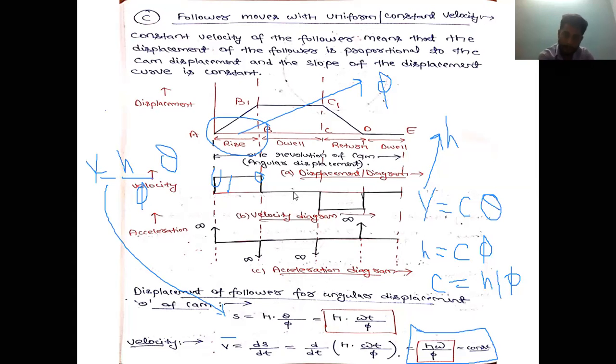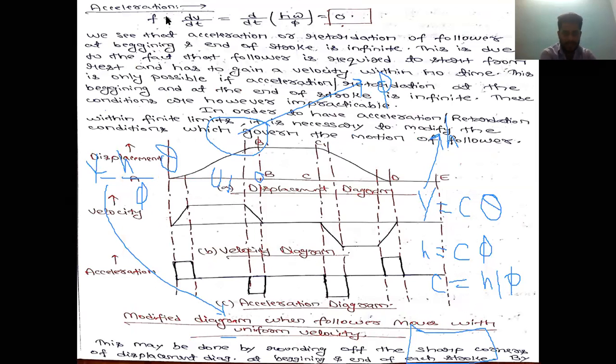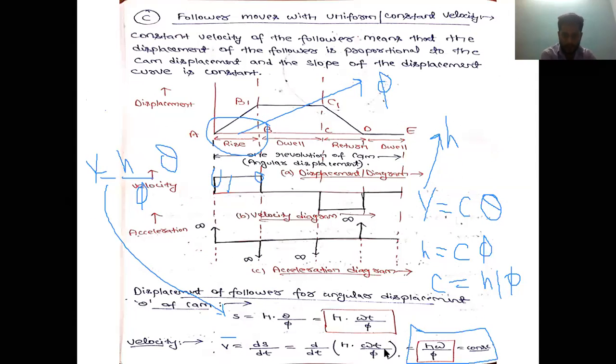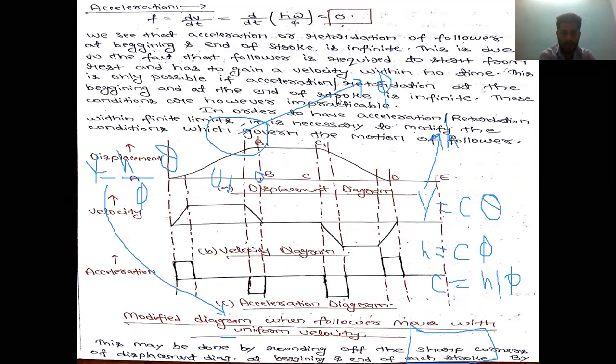Fine. Now, if I want to calculate acceleration, you don't know what the acceleration will be. The rate of change of velocity is acceleration. That means dv by dt is acceleration, d by dt of velocity. Velocity is h omega by phi. You can take out h omega by phi outside the bracket. Fine. d by dt of a constant is what? 0. So acceleration is 0.